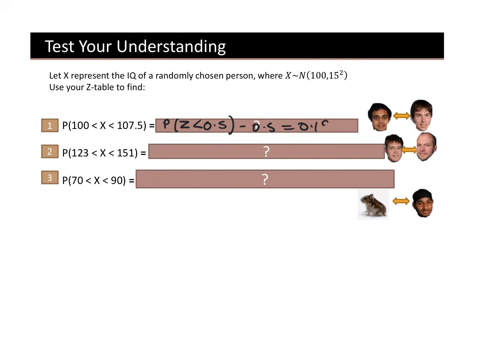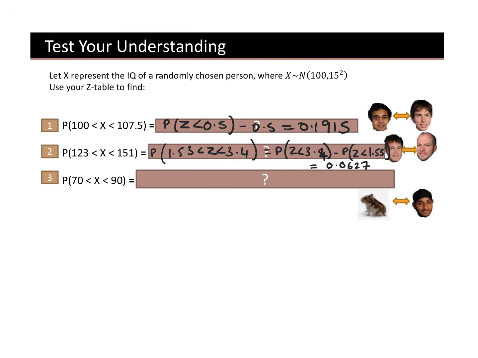Which equals 0.1915. For the second one, we should have worked out our z, which is the probability of 1.53 being less than z being less than 3.4, which is the same as the probability of z being less than 3.4 minus the probability of z being less than 1.53, which is nice and easy. We just had to figure out the values. We should have got 0.0627.